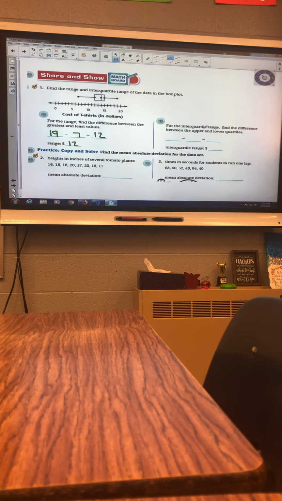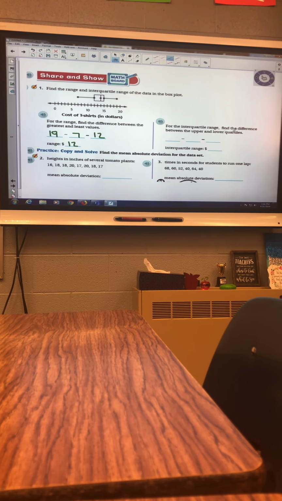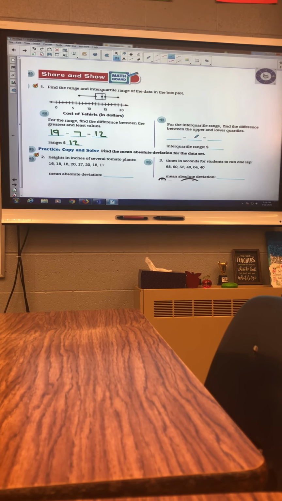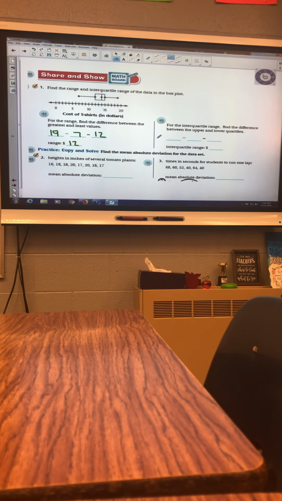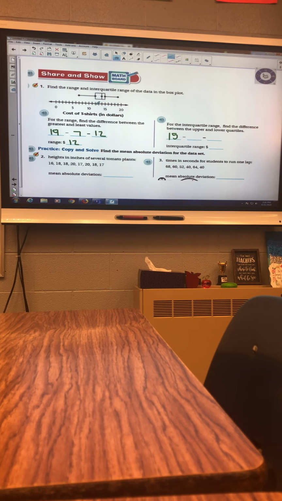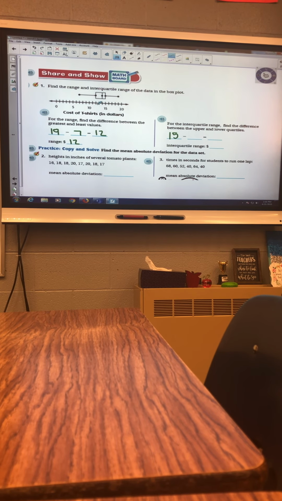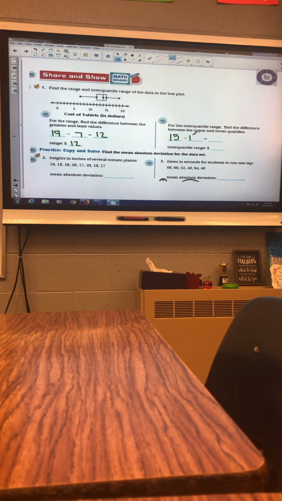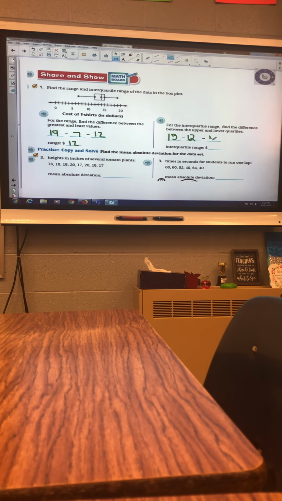And then we have our interquartile range, which is the upper and lower quartile. So the upper quartile is 15, and the lower quartile is 12. So the interquartile range is 3.